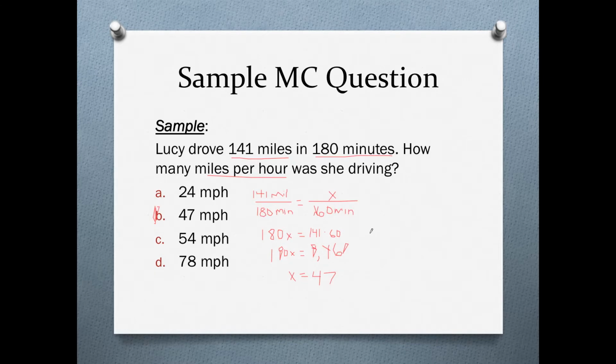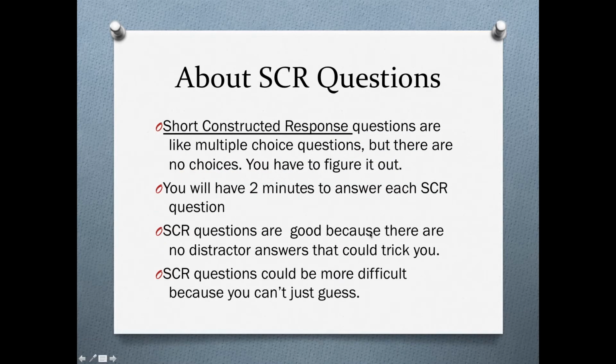Okay. Let's take a look at a different type of question. The short constructed response questions are similar to multiple choice, but there's no choices. You just have to figure it out. The difference with these is that you get 2 minutes to solve each of these questions, which is longer than multiple choice, which is 1 minute. And they're good because there's no distractor answers that could trick you. Sometimes the test makers put in false answers that they want you to get tricked on, but in these type of questions there's no choices, so you're free to put whatever answer you want without getting tricked.